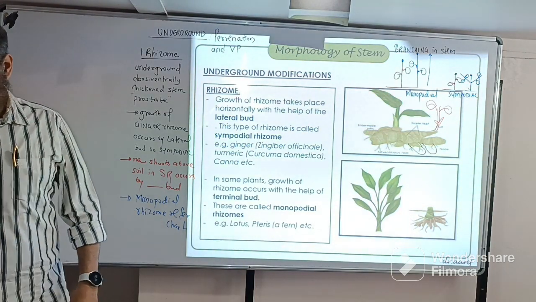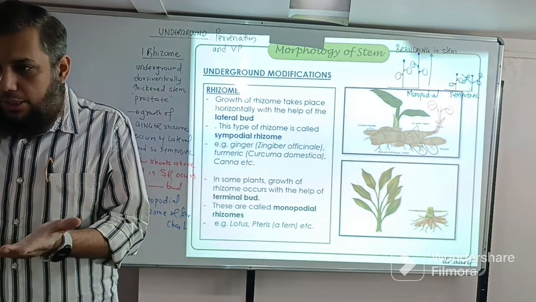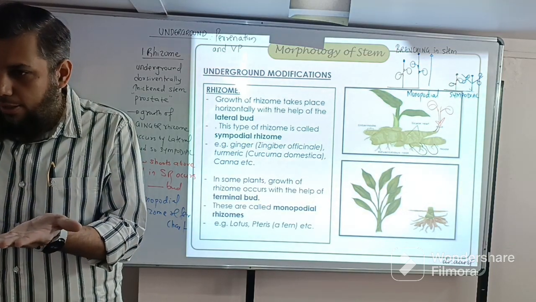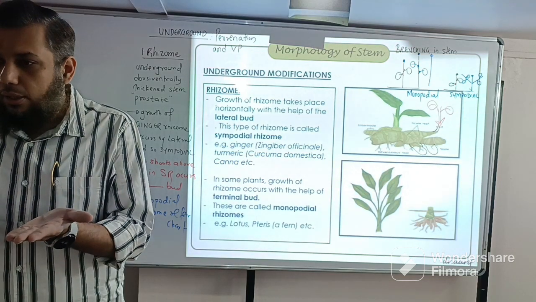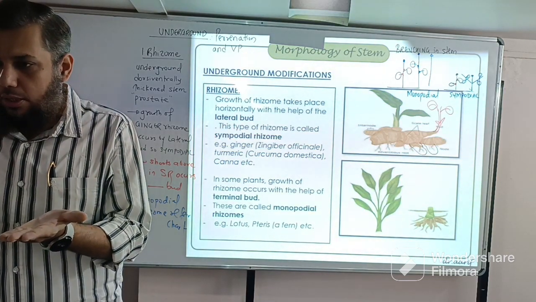Okay. So we got two rhizomes in your hand. One is highly branched, the other is not. Which one is monopodial, which is sympodial?